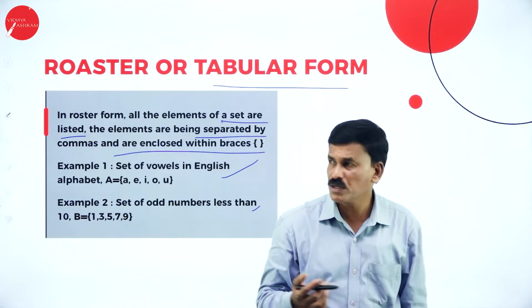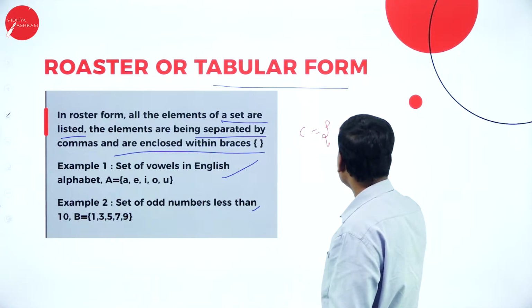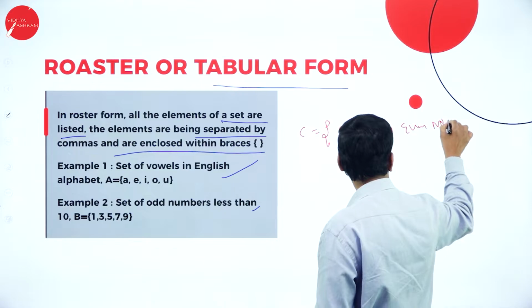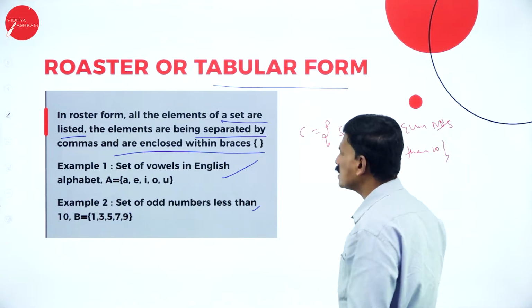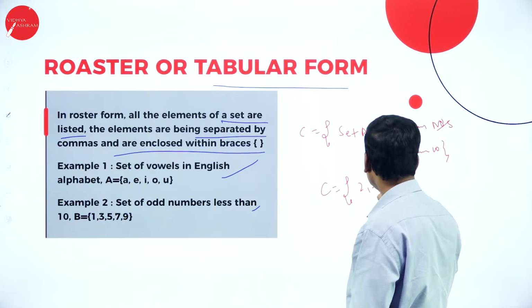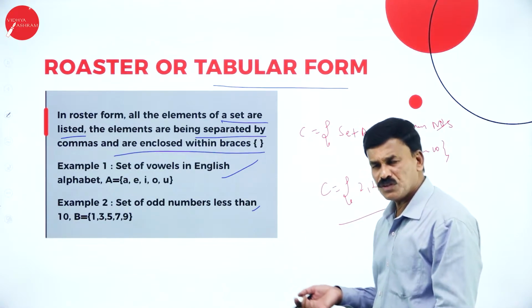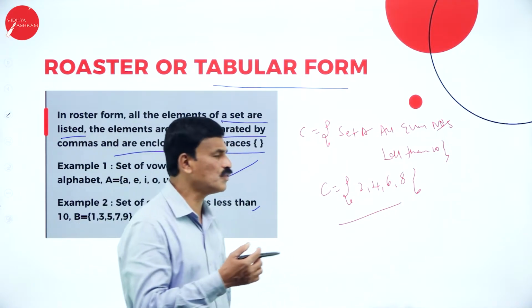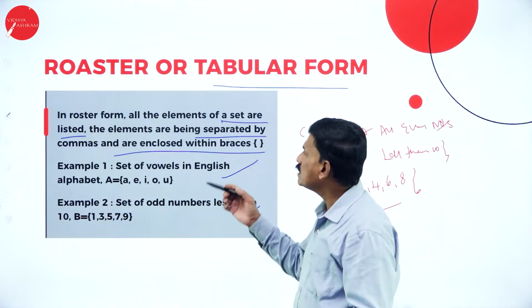Let us take one more example for this tabular method. Let us take another set C. C is equal to the set of all even numbers less than 10. Set of all even numbers less than 10 means C = {2, 4, 6, 8}. Less than 10 is up to 8. And for one more example, the set of all even numbers less than or equal to 10 we can write as {2, 4, 6, 8, 10}. So, this is how we represent a set in roster form.